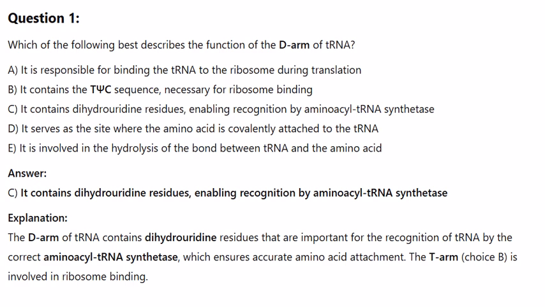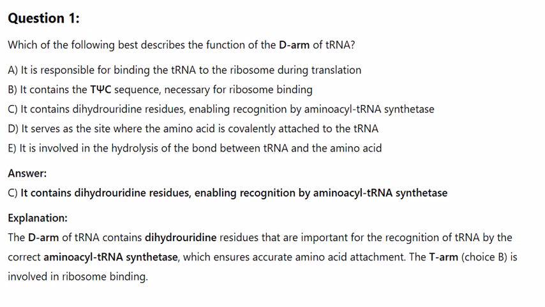Answer. It contains dihydrouridine residues, enabling recognition by amino-acyl tRNA synthetase. Explanation. The D arm of tRNA contains dihydrouridine residues that are important for the recognition of tRNA by the correct amino-acyl tRNA synthetase, which ensures accurate amino acid attachment. The T arm, choice B, is involved in ribosome binding.